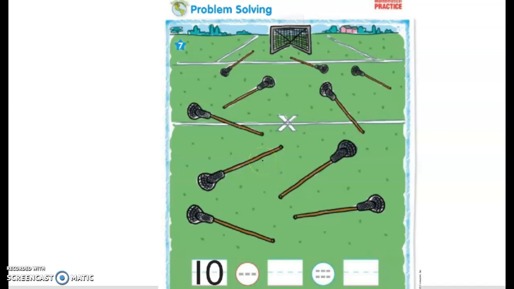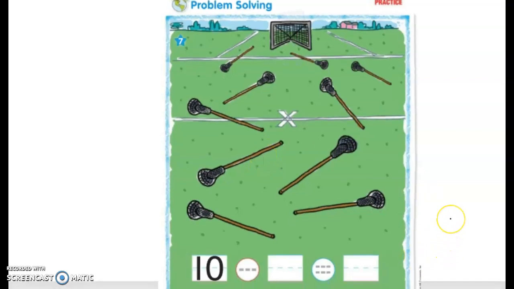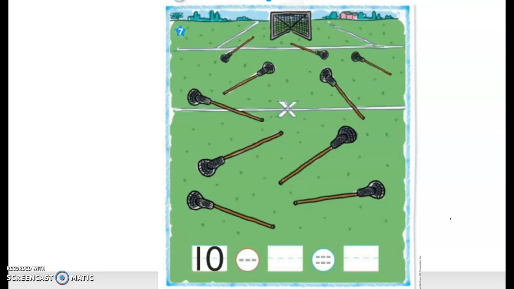Now let's go to problem solving. All right, there are 10 lacrosse sticks. They've already got the 10 for us. Trace our minus sign because only 6 players showed up to play. So draw an X on 6 sticks. 1, 2, 3, 4, 5, 6. 10 minus 6.